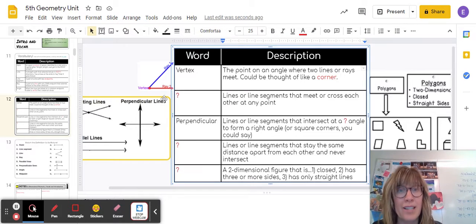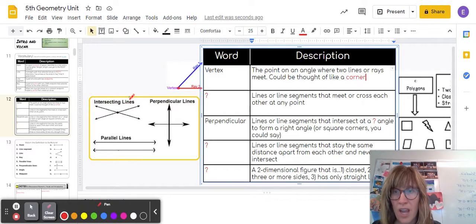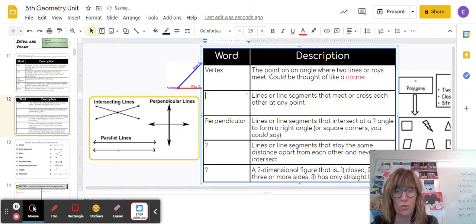When lines or line segments, either one, meet or cross each other at any point, just like over here, we can see that these are called intersecting. So they cross, we have this X. Those are called intersecting lines.